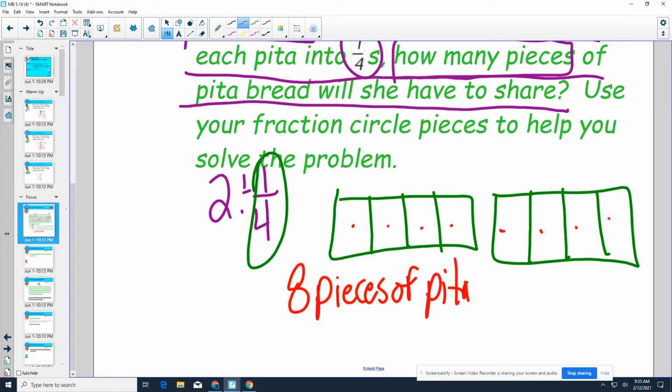So you could think about this with cake or something you have at home where you might be cutting it into slices, or a block of cheese, something like that. But you can see there that when we split into fourths, we have 8 pieces of pita bread.